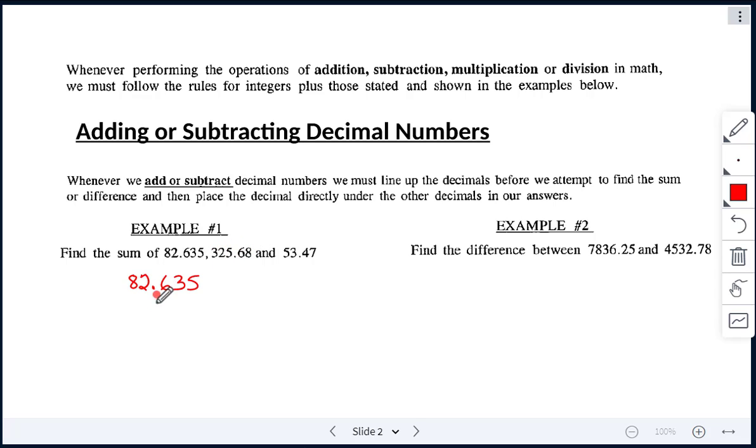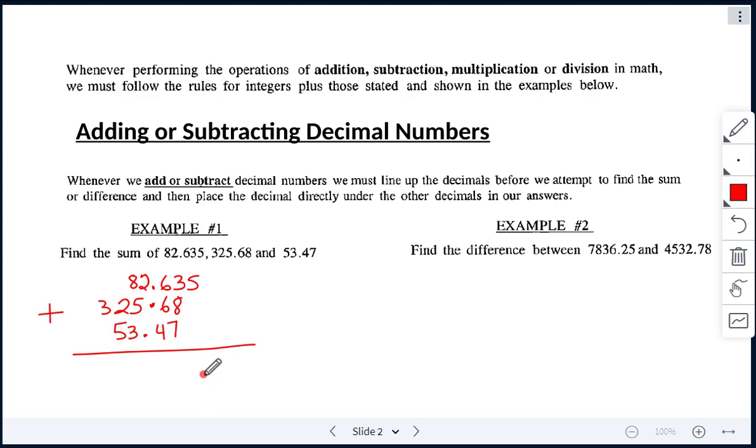325.68. All right, so we have to line up our decimals like so and line everything up correctly. So 325, 3, 2, 5, and then 6, 8. And the last number is 53.47. And then we can add. All right, so again, our decimal places are lined up. This is our tenths. These are our hundredths, our thousandths. These are our ones, tens, and hundreds. So everything is lined up.